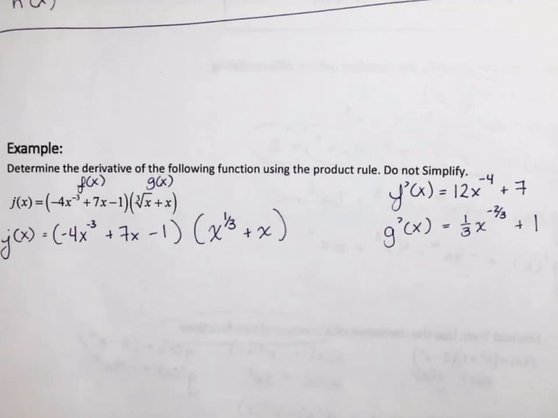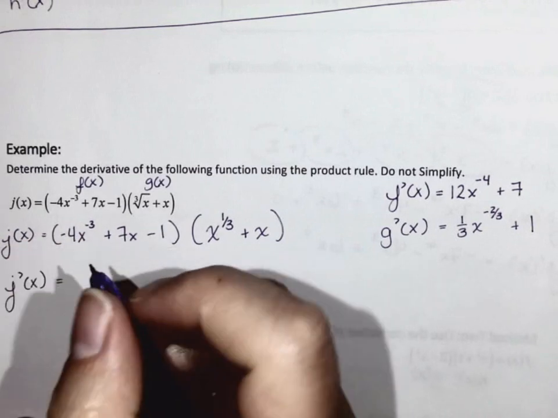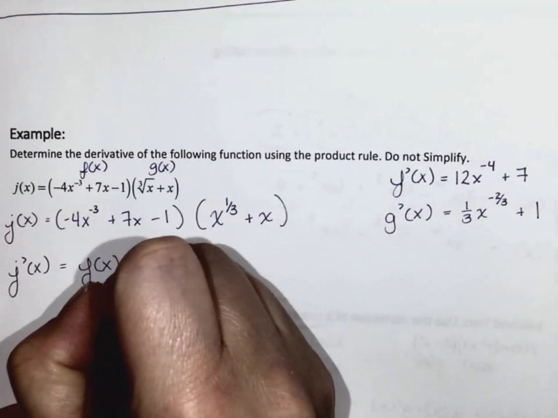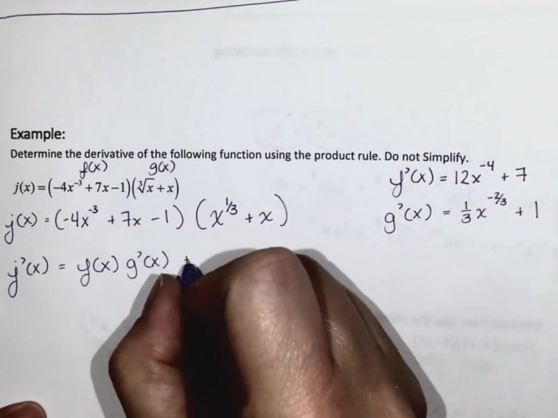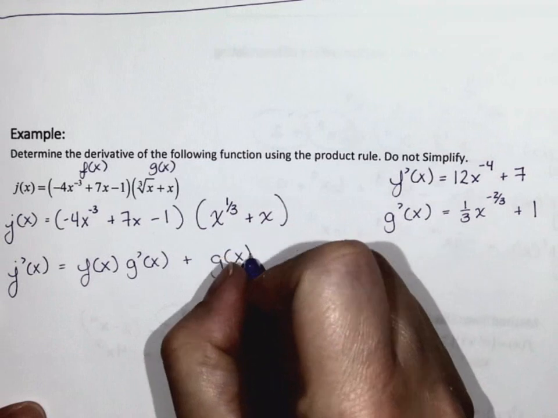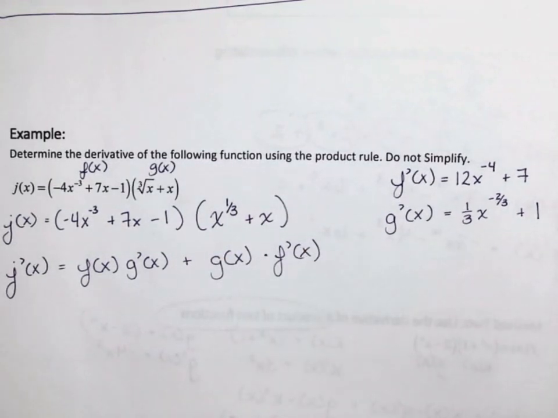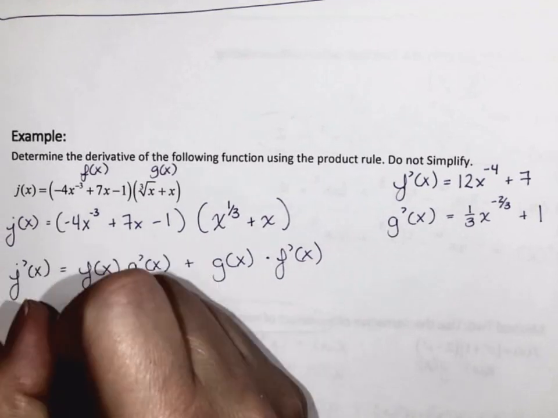So again, the setup for the derivative is this, and you don't have to write it out every time. It's not required. It would be the f of x function times the derivative of g of x, plus the g of x function times the derivative of f of x. You don't have to write that out every time, but as you're learning it, the more you write it out, the more solidified it gets in your brain.